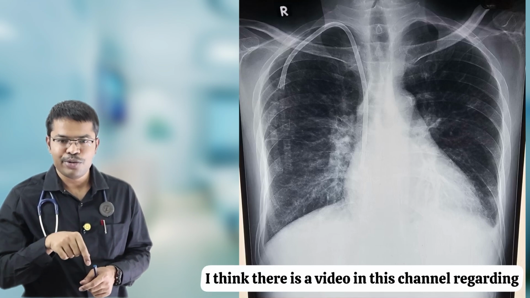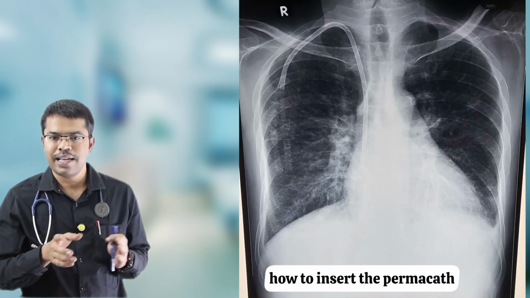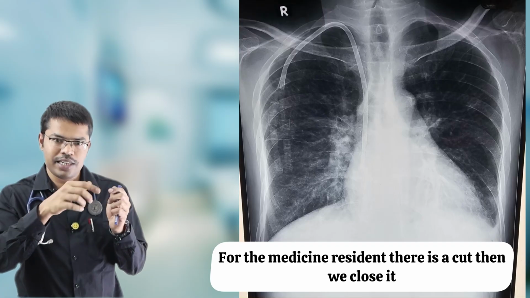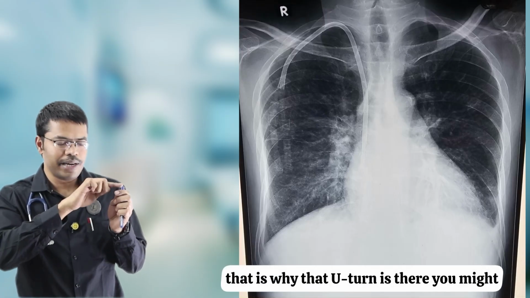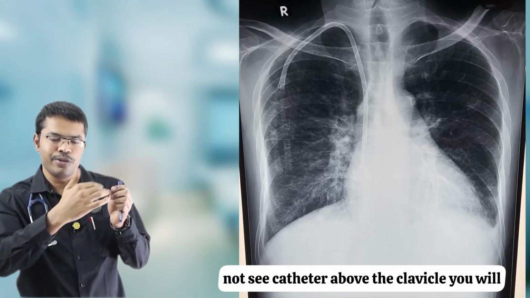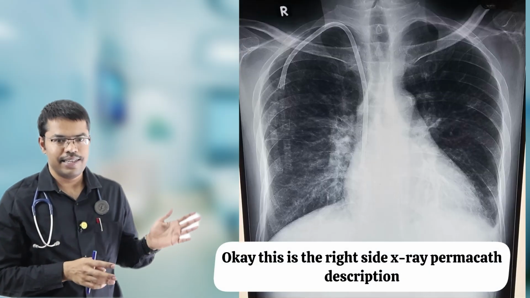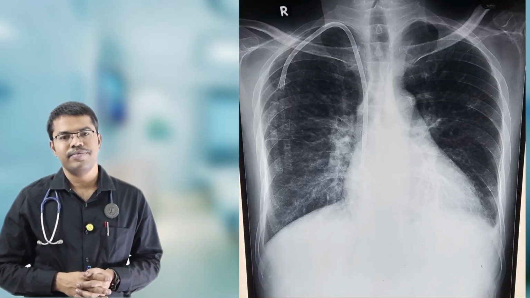I think there is a video in this channel regarding how to insert the permacath that you can see if you want. For the medicine resident, there is a cut, then we close it. That is why that U-turn is there. You might not see the catheter above the clavicle. You will just see the exit site. Okay, this is the right side X-ray permacath description.